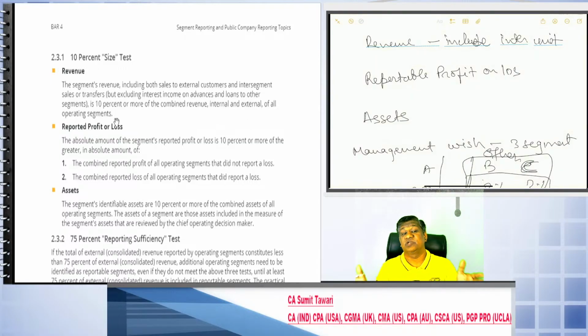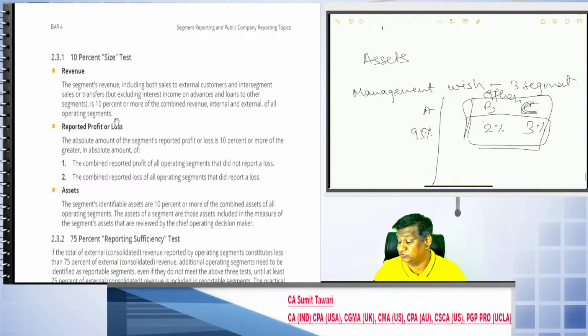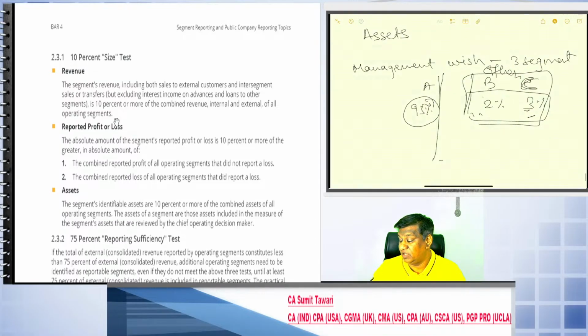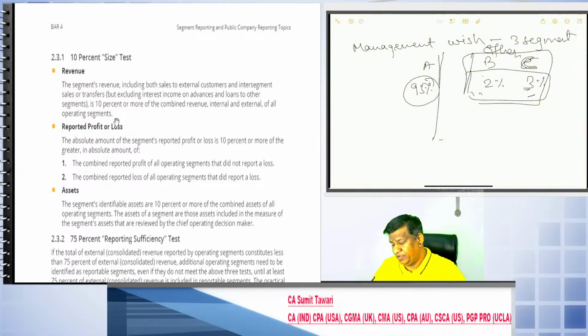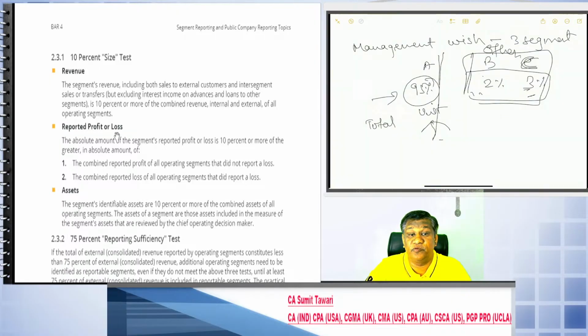So I need to consider the revenue individually and then see whether it is 10% or not. Here, if I see 95% revenue, I need to report it separately. B and C at 2 and 3%, I can report in a combined way or as other. For calculation of the 95%, the total revenue, I need to consider revenue from each unit. Even though it is an inter-unit transfer, you need to consider that also. Then the reported profit and loss.